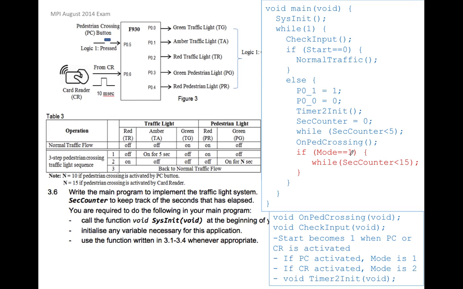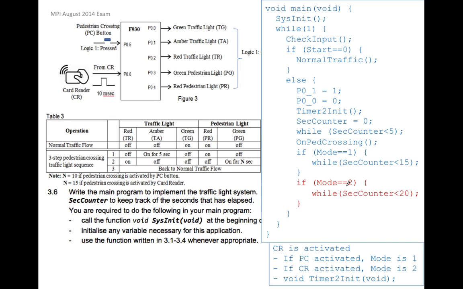If it is 1, that means the button is activated, so the delay is 10 seconds. We use the same method as before for the delay. However, for 10 seconds, we need to compare it with 15 seconds because the delay was started from 5 seconds and it takes 10 seconds to go from 5 to 15. If mode is 2, it means the card reader is activated, so we need to delay 15 seconds. For the same reason, we compare it with 20 seconds.